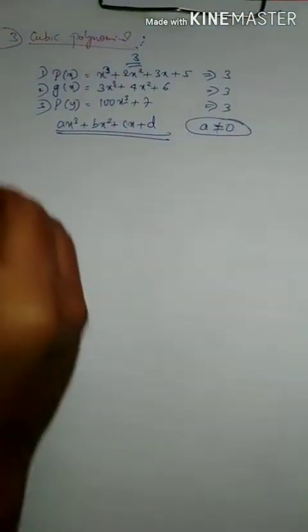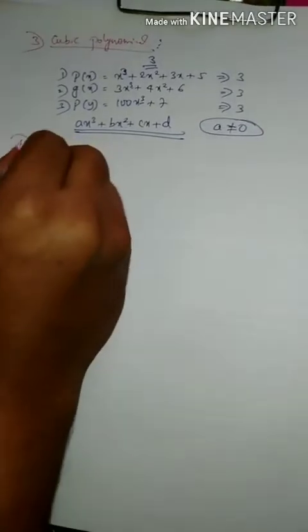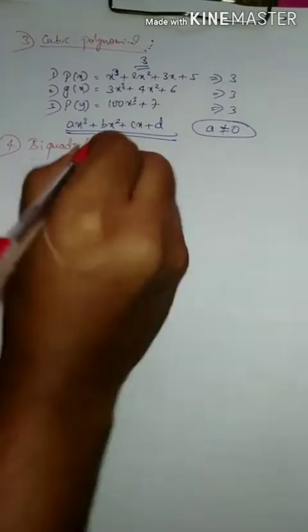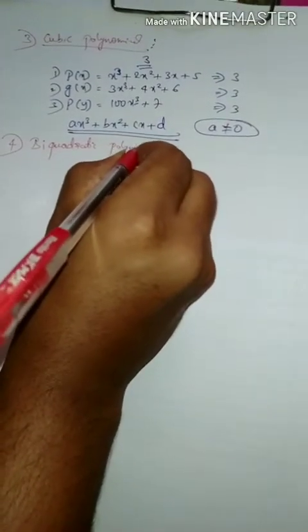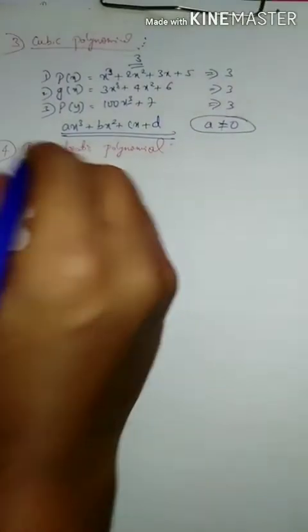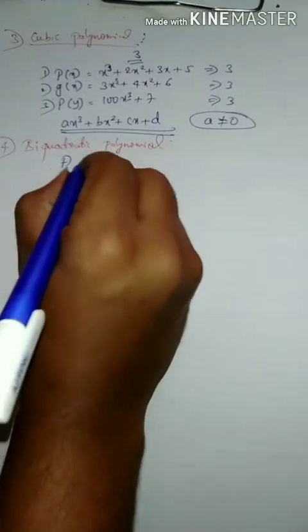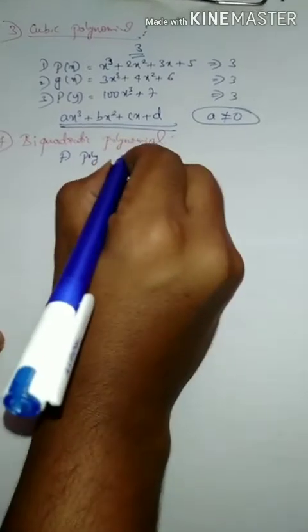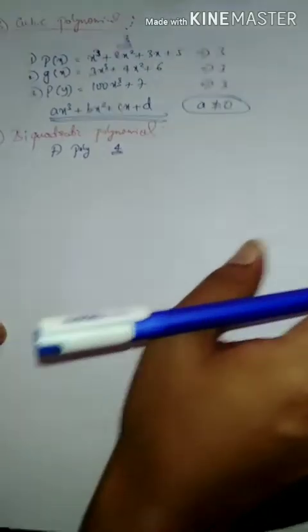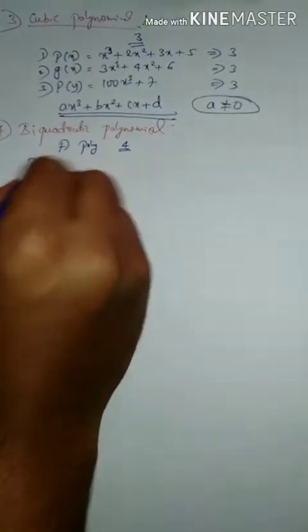And next, the fourth one is biquadratic polynomial. So what is a biquadratic polynomial? Same definition: a polynomial of highest degree 4 is called a biquadratic polynomial. Some examples of biquadratic polynomial.